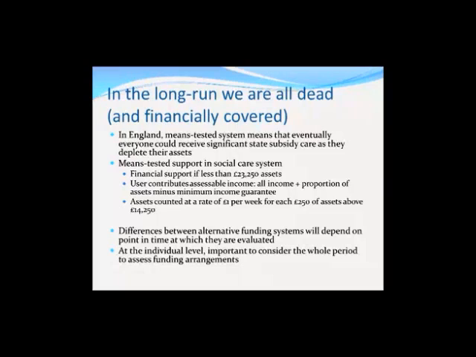Now, this is a slightly cryptic and not very cheerful title for a slide. And this is just carrying on a similar theme. In England, we've got a means-tested system. That system basically will help you if you've got less than £23,000 worth of assets. And so eventually, if you live for a very long time and you've got needs for a very long time, eventually the system is going to protect you. It's going to pay a lot of your care. So, in the long run, we're all dead, and we're all covered by the system.